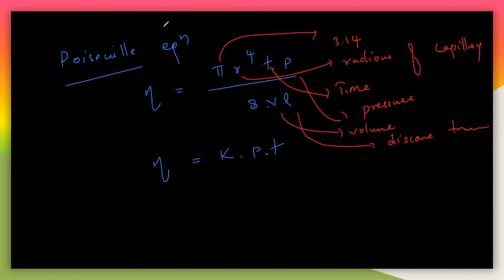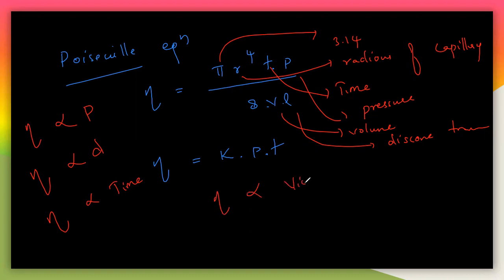You need to understand one thing about the Poiseuille equation. That is, eta is directly related with the pressure, with the density, and with the time. So if the eta is very high, then the viscosity will be very high.